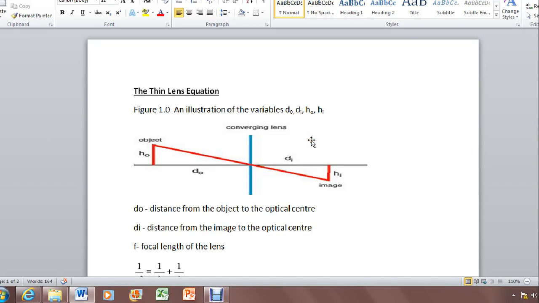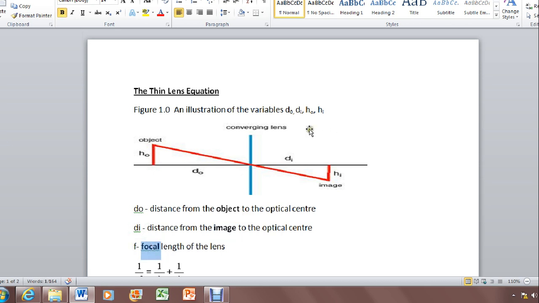Okay, hello everybody. Today we're going to talk about the thin lens equation, and as you can see here below, what we're going to be talking about is a converging or a diverging lens and the following variables. So DO, which represents the distance from the object to the optical center, DI, which is this distance here, the distance from the image to the optical center, and then finally F, or the focal length of the lens.